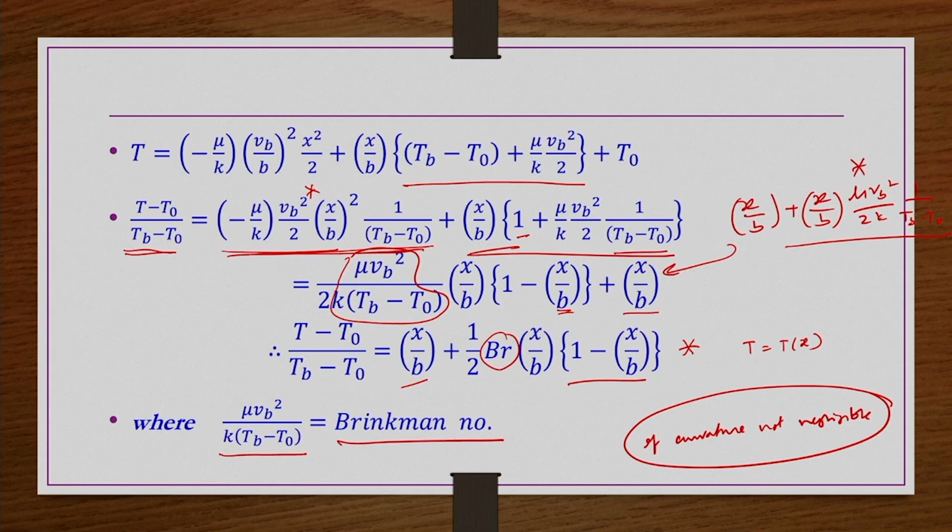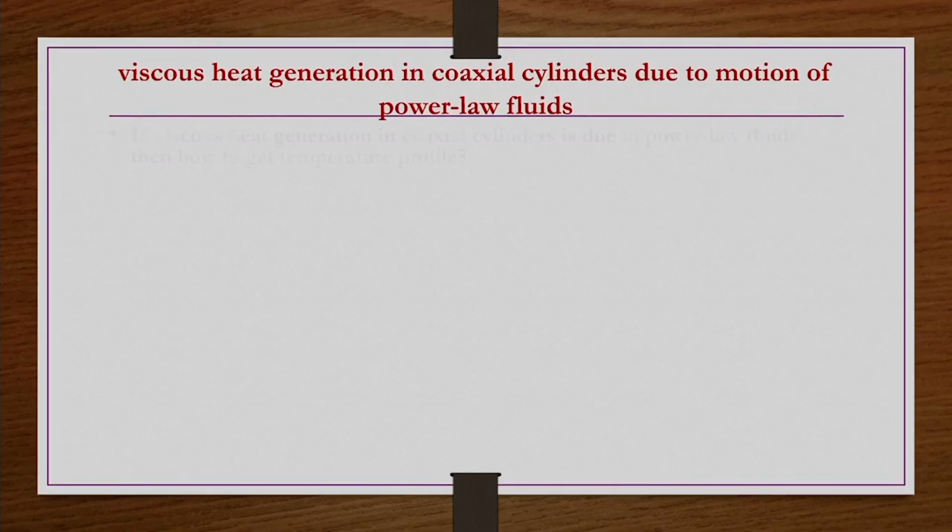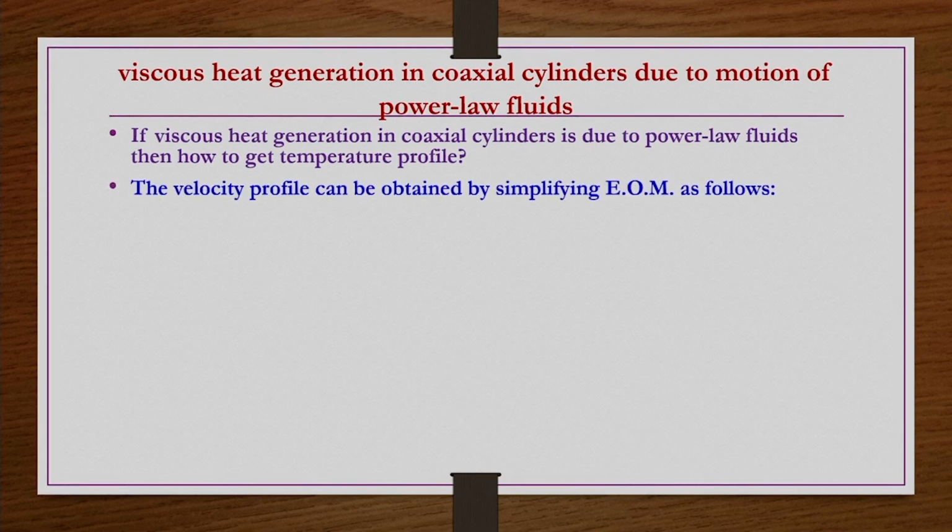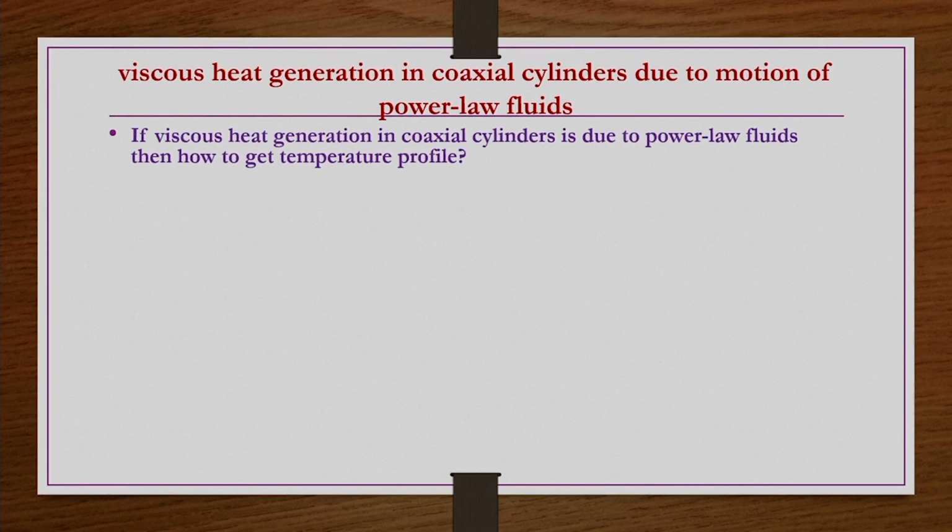Now, this we have taken for a Newtonian fluid, but primarily our purpose is to see such kinds of problems, especially when the fluid obeys some kind of non-Newtonian rheology. So, now the same problem we will revisit, but the fluid we take is a power law fluid. Okay. So, viscous heat generation in coaxial cylinders due to motion of power law fluids: all conditions are the same, only the fluid is a power law fluid.